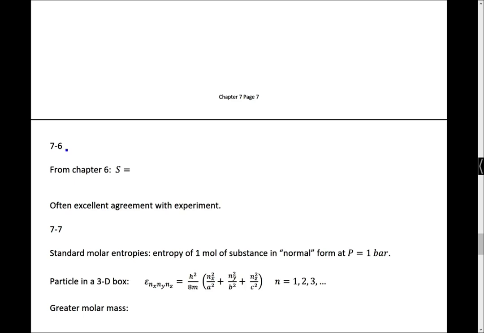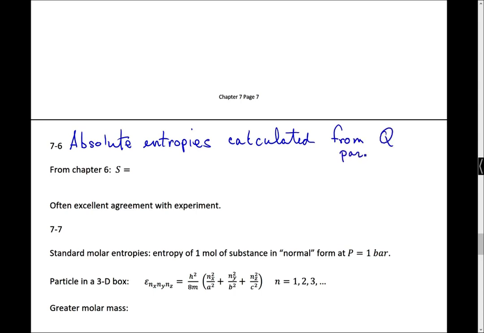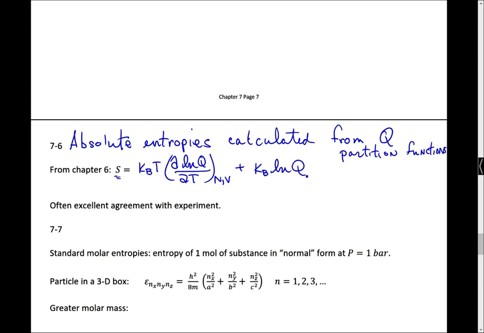Okay, section 6. And this is review from the last chapter. Absolute entropies can be calculated from partition functions. So the last time we met, we derived the expression where we saw the entropy that we calculate is given by the energy over the temperature, which is kBT, times the partial of the ln of Q with respect to T, holding N and V constant, plus kB ln Q, right? And in your homework, you had the opportunity to calculate an absolute value of entropy, okay?